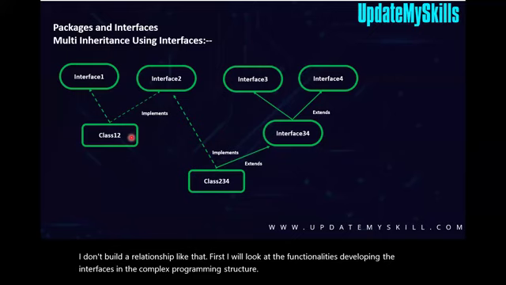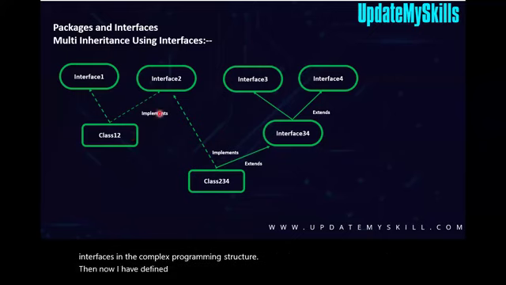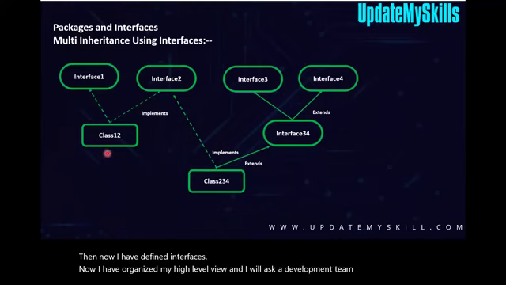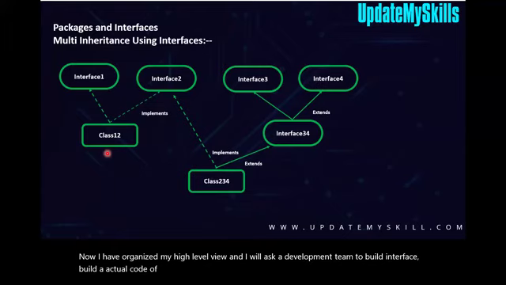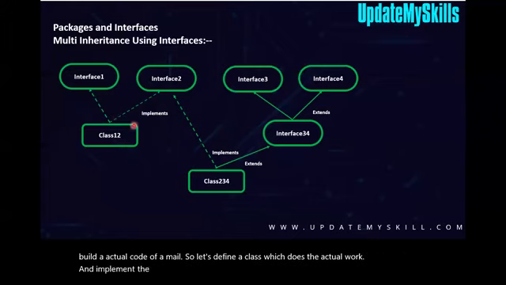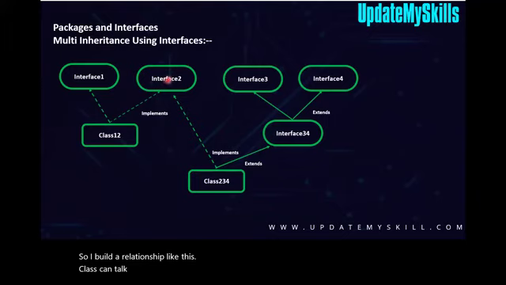Now I have defined interfaces and organized my high-level view, and I will ask the development team to build the actual code of a mail. So let's define a class which does the actual work and implements the interfaces I need to accomplish my tasks. So I build a relationship like this. A class can talk with an interface, and interface one can talk with interface two. I build the mail and everything is deployed in production.